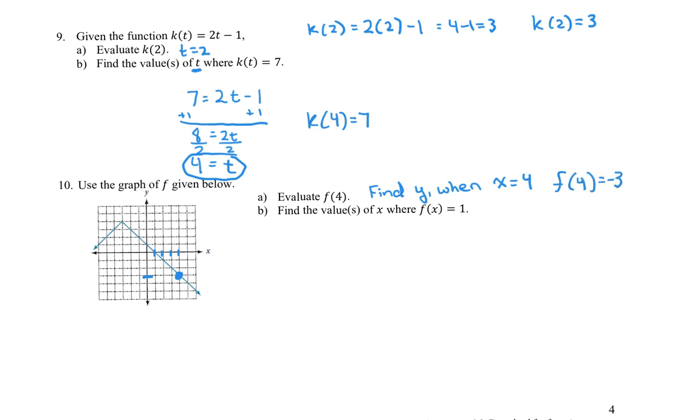Please notice this is also a coordinate point. We could write this as 4, negative 3 to show the exact point on our graph.